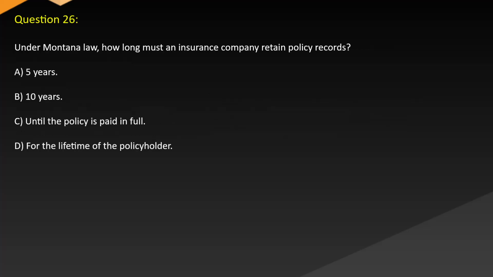Question 26. Under Montana law, how long must an insurance company retain policy records? A. 5 years. B. 10 years. C. Until the policy is paid in full. D. For the lifetime of the policyholder.